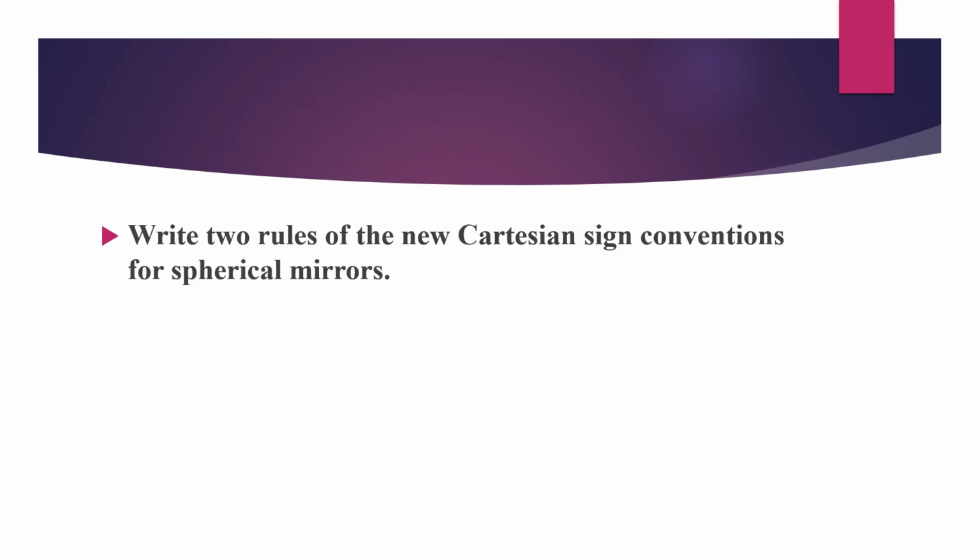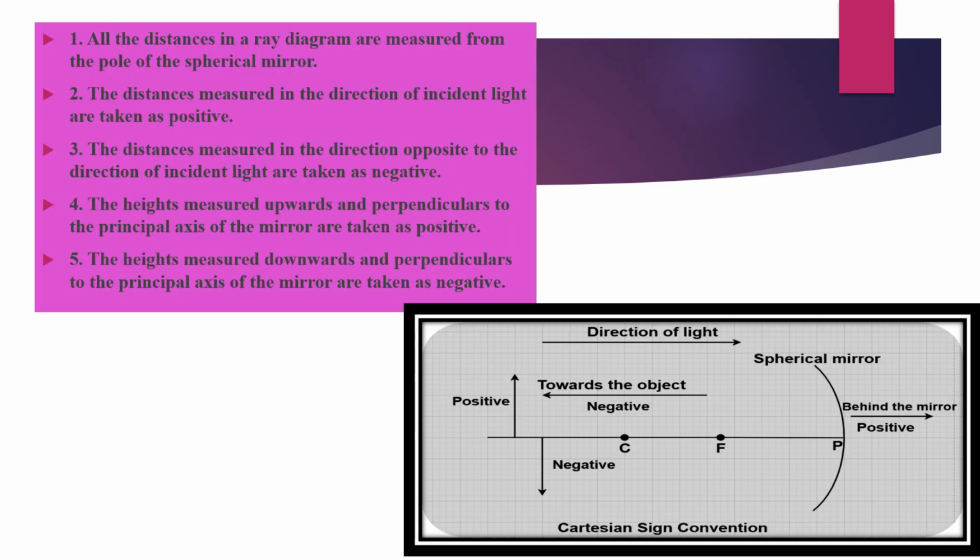Next, I already told you about the Cartesian sign convention for spherical mirrors. Can you see it from this picture? You already know all these things I taught you, but without the knowledge of sign convention, you may not be able to proceed with the problems. All the distances in a ray diagram are measured from the pole of a spherical mirror. This is your pole, so we measure all distances from the pole.